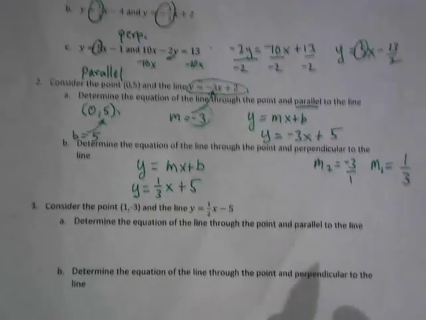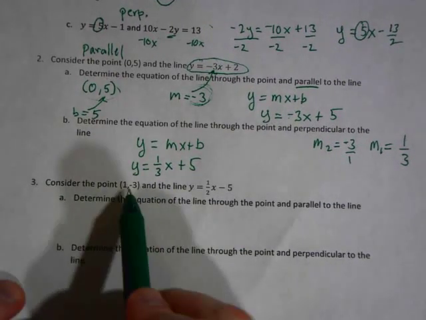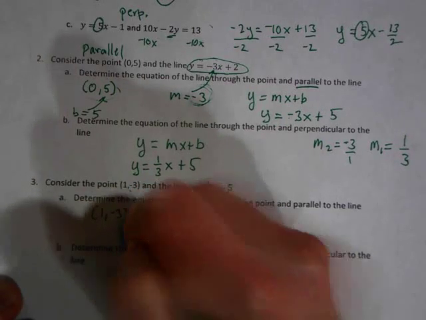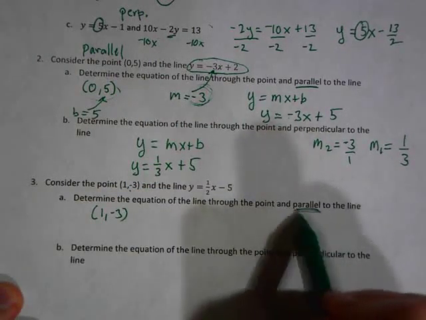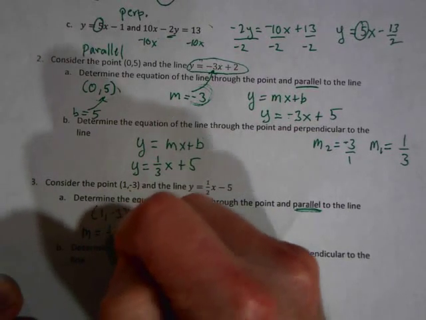Okay, let's take a look at number 3. Kind of the same problem. They're giving us a point, (1, -3), and we want the parallel line. Since we want the parallel line, we know our slope is 1/2.